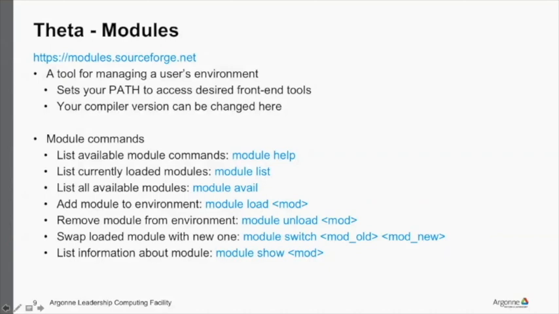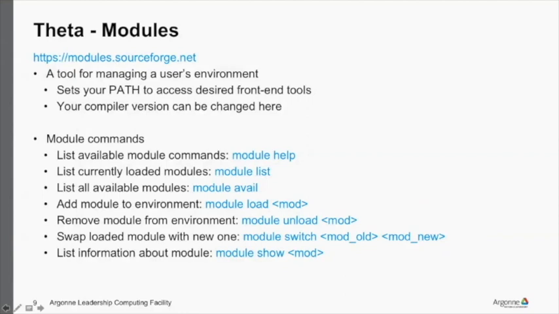A handful of useful commands. You can do module help that'll list all of the available module commands. You can see a list of what's currently loaded in your environment. So this is something that you could do when you first log into the machine to check what your default environment is. You could do module avail to see the long list of all the modules that are available. You can add a module to your environment with module load, and then the name of the module. And you can also remove a module with the unload argument.